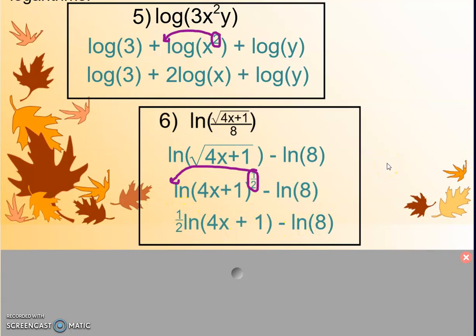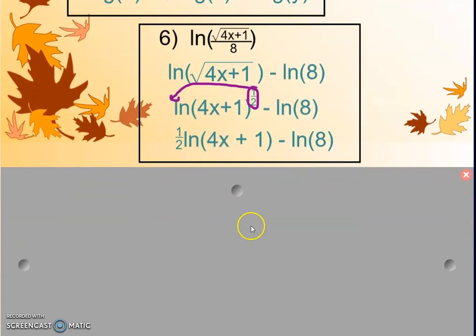Now, I know what you're tempted to do. What you're tempted to do is to distribute this logarithm, but it's not a number, it's a function, and you cannot distribute functions. This is as far as this thing can be taken. You can't go any further with it. You're done. You have to fight the temptation to distribute non-numbers. You can only distribute numbers.